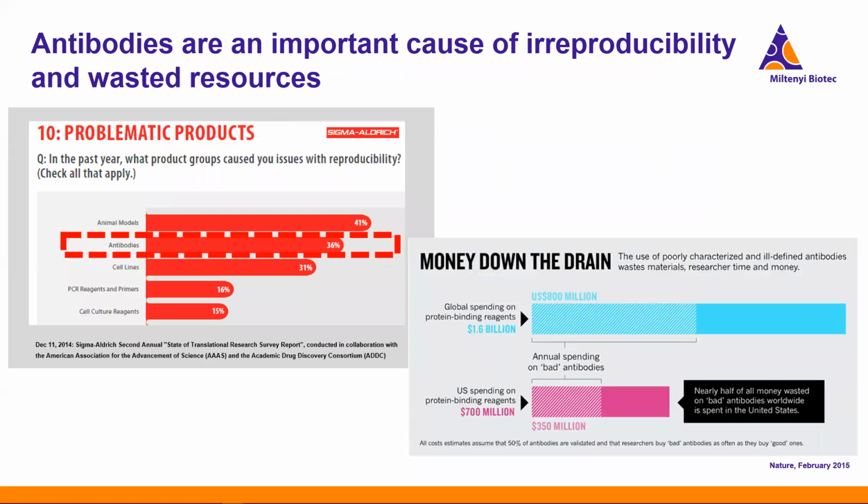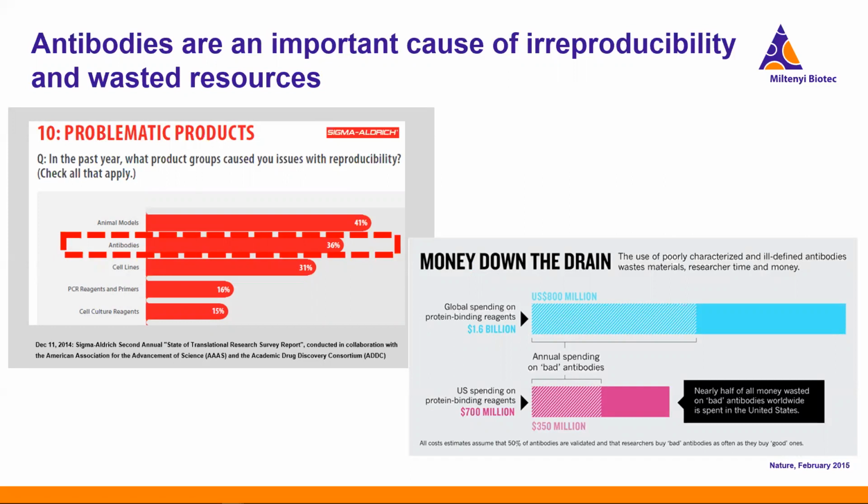Here's a figure that I love. This is from a Sigma survey in 2014. They published this survey on translational research. They asked people what products are causing the most issues with your reproducibility. So right after animal models, which are obviously going to be very unpredictable, the scientists voted for antibodies. So the fact that antibodies took this number 2 slot really shows that we're aware of this problem. Scientists know antibodies are a very significant variable in this system that lead to unreproducible results.